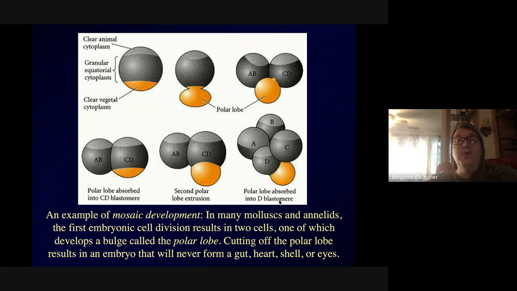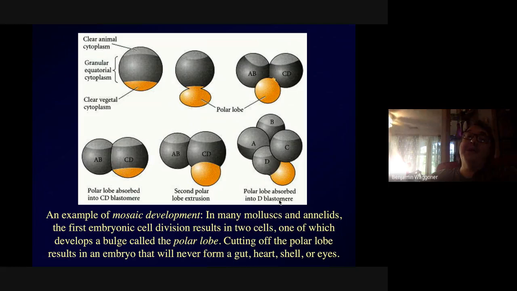It gets reabsorbed into cell CD, and then it comes out again, and the two cells divide again, and the polar lobe goes with cell D, because you can map these earliest stages of development and tell individual cells apart. And the polar lobe ends up absorbed only into the D blastomere. Whatever was inside the polar lobe does not end up in A, B, or C.